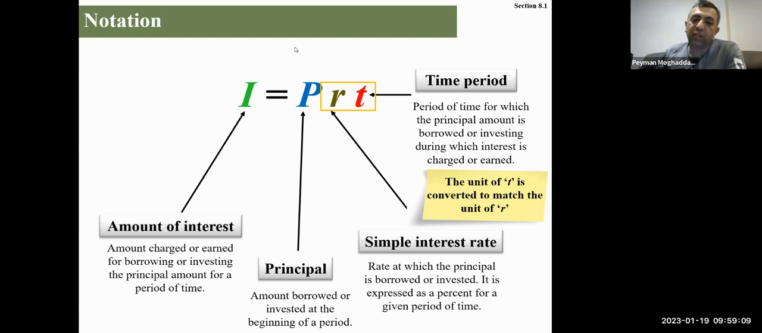You have to note that the unit for R and the unit for T have to be the same. So if the interest rate is charged annually, then T needs to be in years. If the interest rate is charged monthly, this has to be months. If it's daily, it has to be daily. So R and T have to have the same unit.